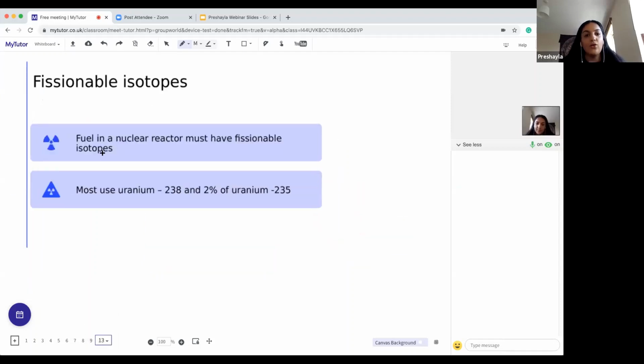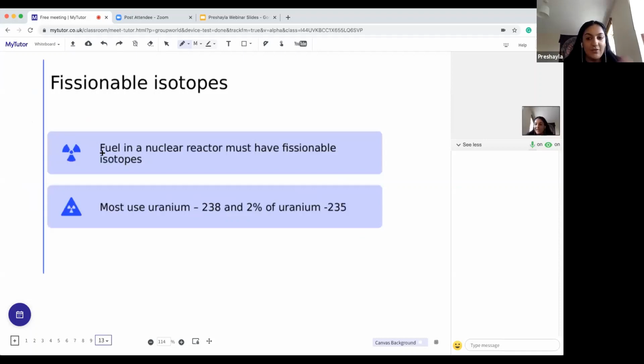Okay, so we know that fission occurs in nuclei, but it only happens in certain nuclei, in certain isotopes. So in a nuclear reactor, we must have fissionable isotopes. We can't just have any random isotope, it must be fissionable. Examples of ones that are used in real life are uranium-238 and uranium-235. So a small percentage of uranium-235, but mostly uranium-238.